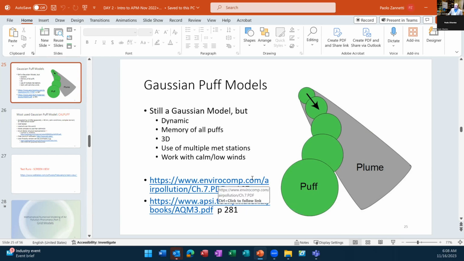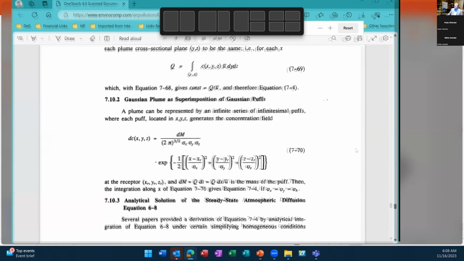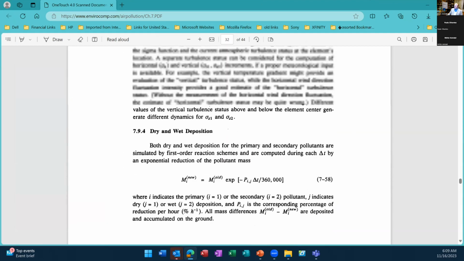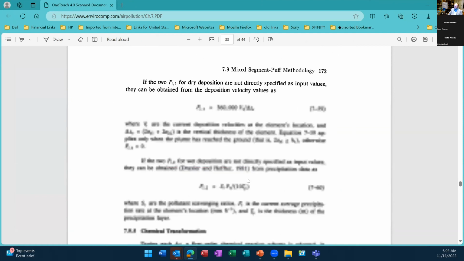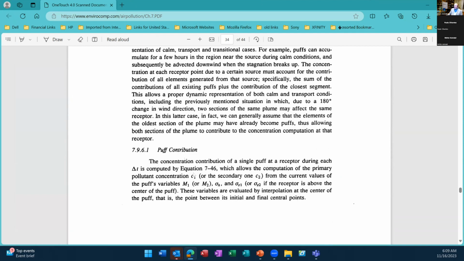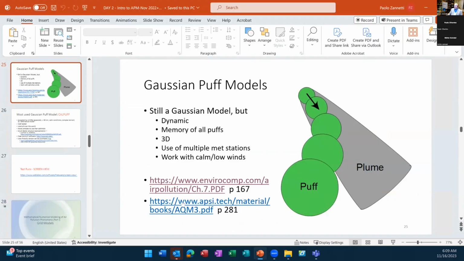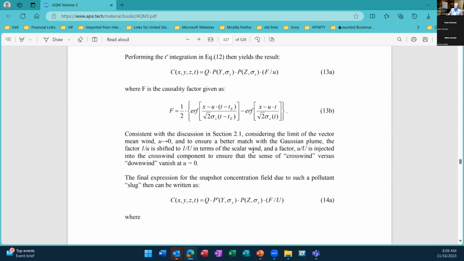And by the way, now all the links work because yesterday my envirocomp.com was down, and now I fixed it. And so all the links work. For example, if you want to see a full chapter on the Gaussian plume model, there is chapter 7 of one of my books that is showing the Gaussian model and the Gaussian plume model, MPAF. So all the links now work. Also, there is this other chapter from this other book.